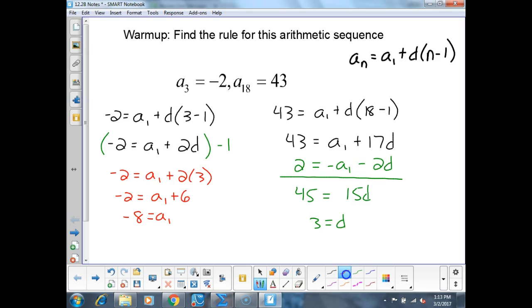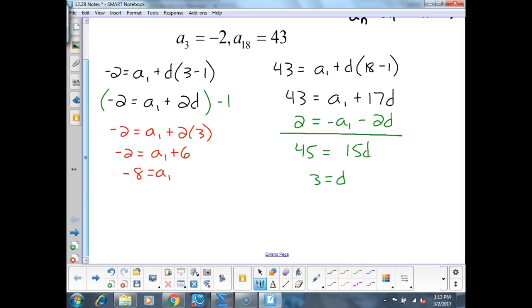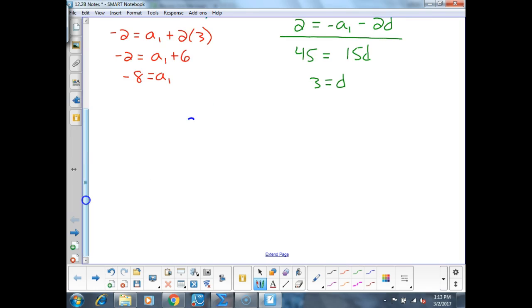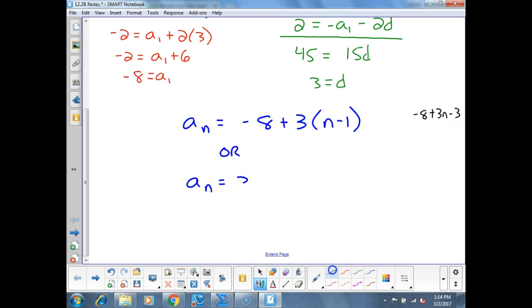Now that I have my first term and my common difference, I can write a rule. That rule is a sub n equals -8 plus 3 times n minus 1. Or, distributing that 3, -8 plus 3n minus 3, so a sub n equals 3n minus 11.